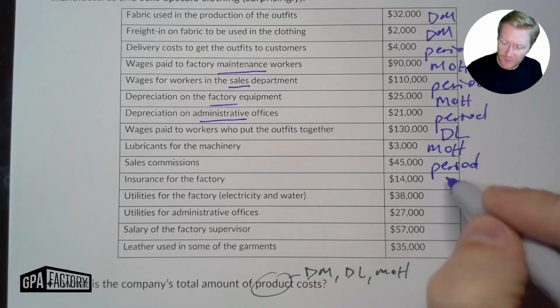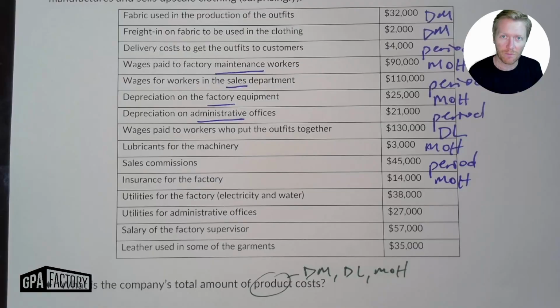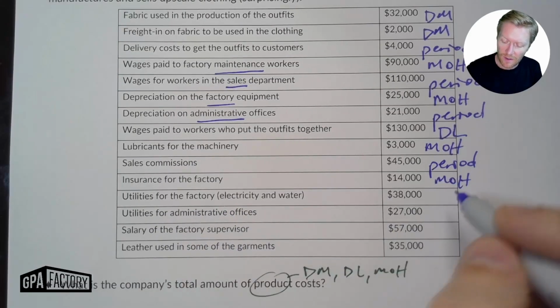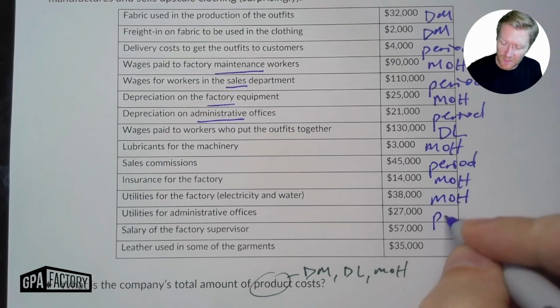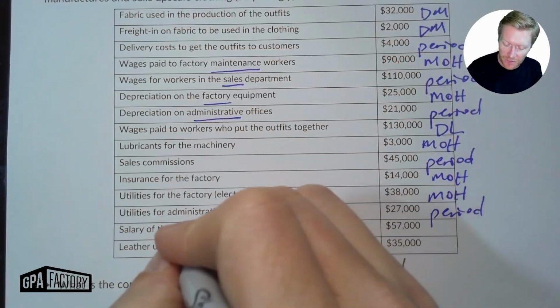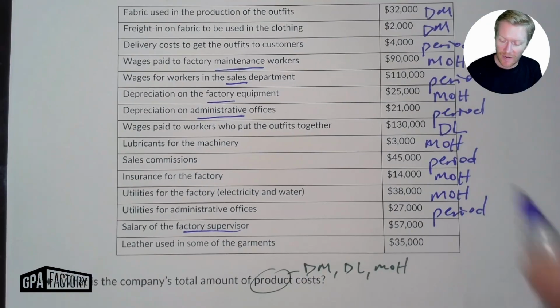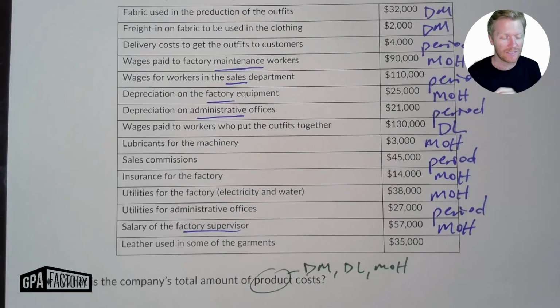Then insurance for the factory. Again, classic manufacturing overhead costs. It is necessary for the factory to operate, but it's not direct material and it's not direct labor. So the utilities is again going to be a classic manufacturing overhead item. Utilities for the admin offices, though, are period costs. And then salary for the factory supervisor, again, that's going to be more indirect labor, but that is still part of the manufacturing process necessary for actual production of the goods.